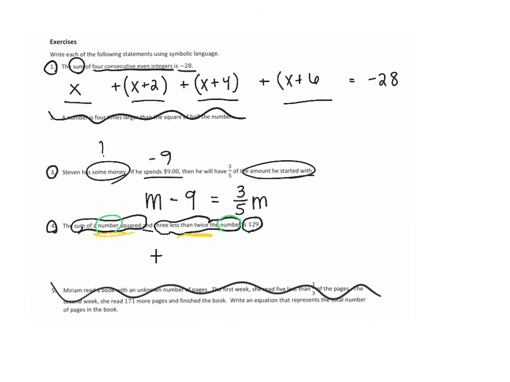So the sum of the number n squared and 3 less, so we're taking away 3. 3 less than, this is less than twice the number n, so 2n is or equals 129. And that's it for our exercises.